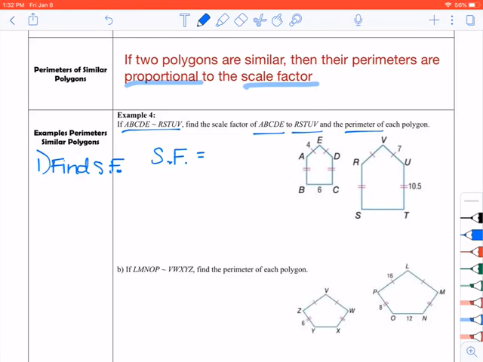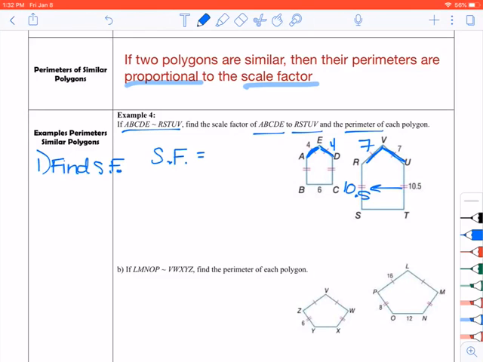Okay, so I need to look for sides that match up. I see this 4 here, and that one looks like an easier one to match up. If that's 4, this one's also 4. So I'm going to label anything that's the same. Same thing over here. I have 7 on one of these, so 7 is on the other because those have the congruent symbol. Same thing over here with the 10.5. This is also 10.5.